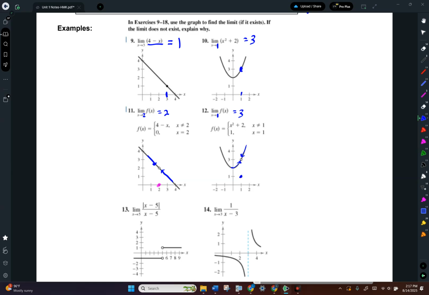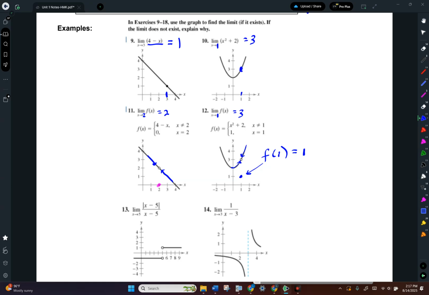Now, I will point out, if I said, what is the value of f of 1? I'm not asking about the limit. I'm just saying, when x equals 1, what is the actual y value? Well, the actual y value really is coming from that point. The y value is 1. So that's not the limit. The limit is where the two sides of the graph come together.